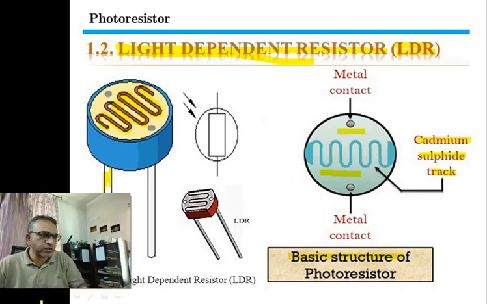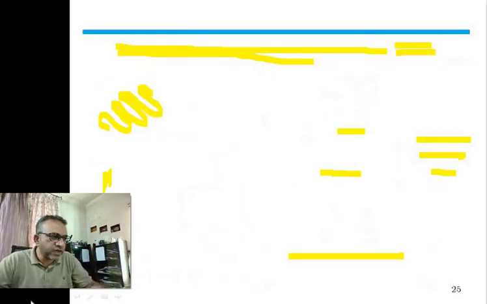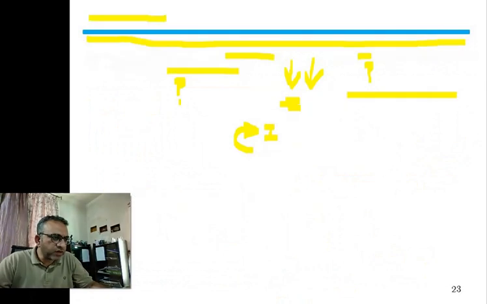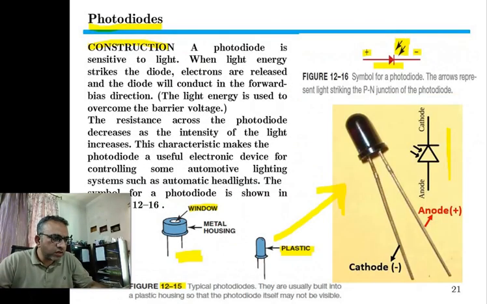This was also shown in a previous slide. For example, over here, there was the metal housing. This metal housing was the opaque material. The light cannot pass through the opaque material, and light is only allowed to pass in this exposed window, which will be made of some transparent material.